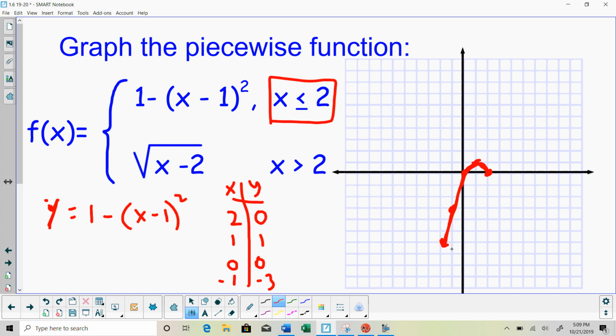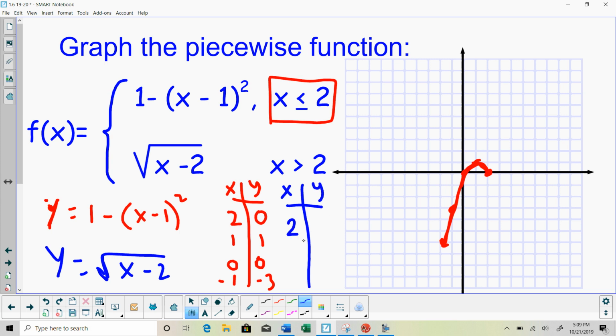Now let's graph the other piece, which is y equals square root of x minus 2. And this time we want it for x is greater than 2. Well, here's the thing. Let's actually start with 2. I know it's supposed to be just x strictly greater than 2, but let's start with 2 because that will tell us where the hole in the graph is going to be. And then we want to go and pick a few values greater than that. So we'll try 2 and 3 and we'll see what we can get.